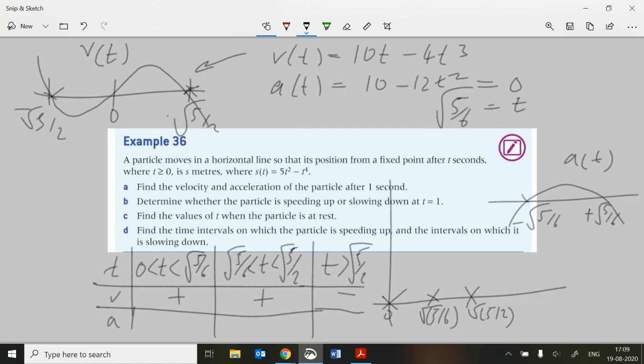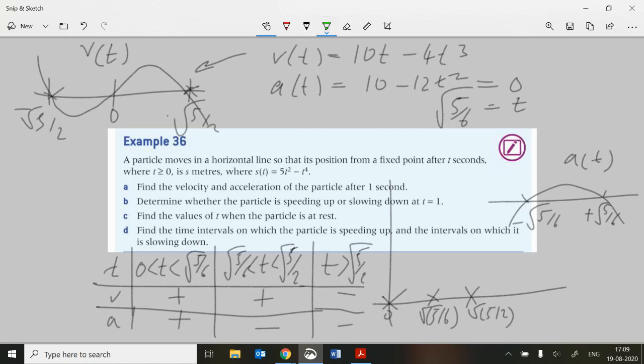So what's happening from here to here? Well, it's coming like this, a of t. So we can say that a is positive there, and then after that it's just going to be negative, because after this point here it just decreases. So we're negative and negative. Okay, so now we can actually say what's happening.